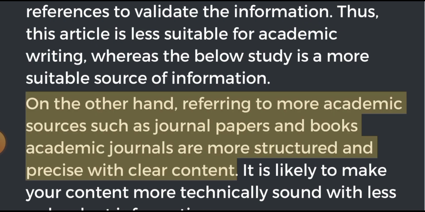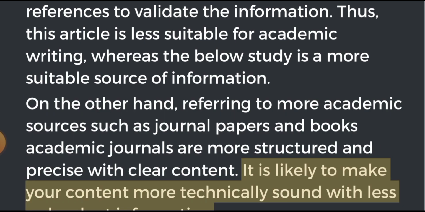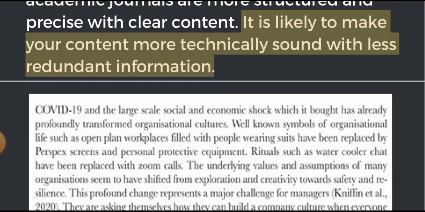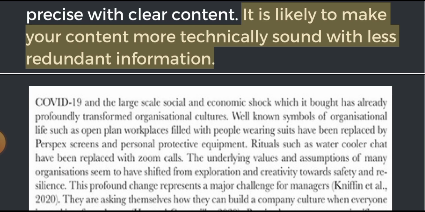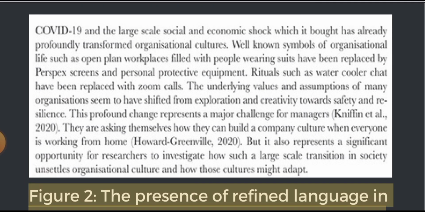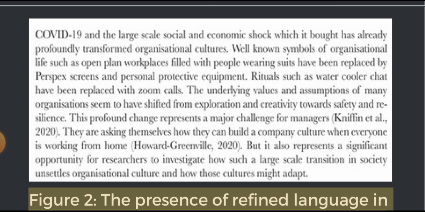On the other hand, referring to more academic sources such as journal papers and books, academic journals are more structured and precise with clear content. It is likely to make your content more technically sound with less redundant information. Figure 2: the presence of refined language in journal articles helps produce better quality content.